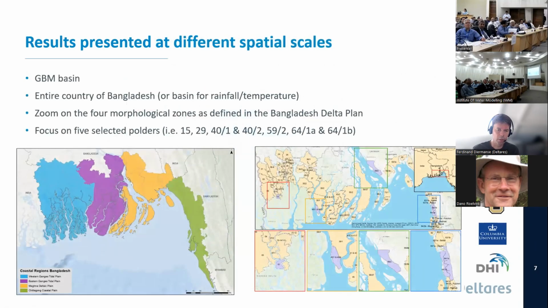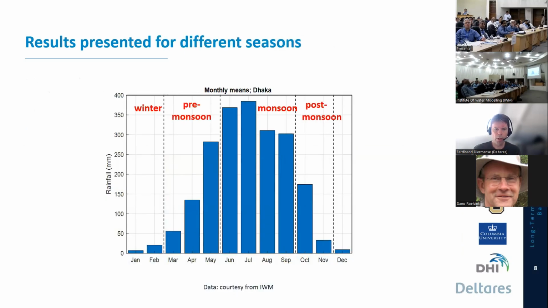Okay, so we analyze at different spatial scales. We looked at the entire GBM basin. We looked at the country scale of Bangladesh, and we zoomed in to different morphological zones in Bangladesh, and in the end also at the 5 selected polders. And we present or analyze results for different seasons. First of all, the winter, pre-monsoon, monsoon, and post-monsoon season. And those I will discuss with you today in this presentation, but we also analyzed it separately per month.